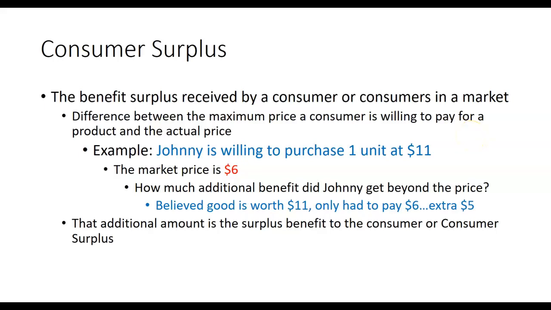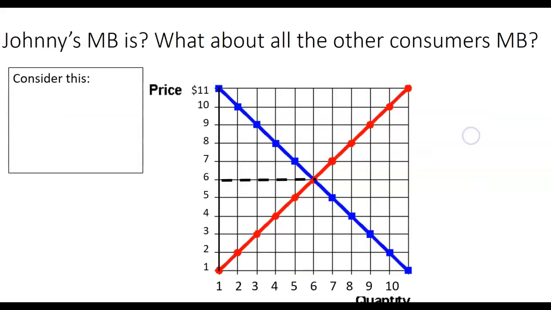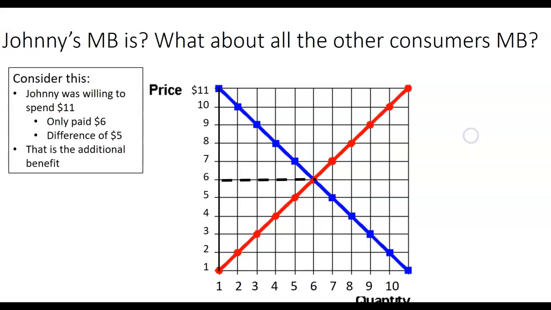Now, Johnny's not the only consumer. So let's take a look at what it looks like graphically. Here we have our graph. Johnny was willing to spend $11. They only had to pay $6, so we get a difference of $5 for that one person, the additional benefit. But you can see there's more willingness. The next person says, I think it's worth $10, and I want to pay $6. So they get 4, and 3, and 2, and 1. If we add all that area, you can see a little triangle forming. This area is what we call consumer surplus.